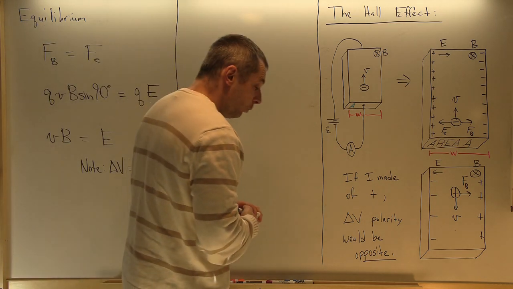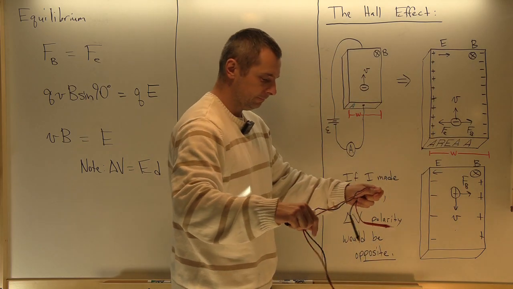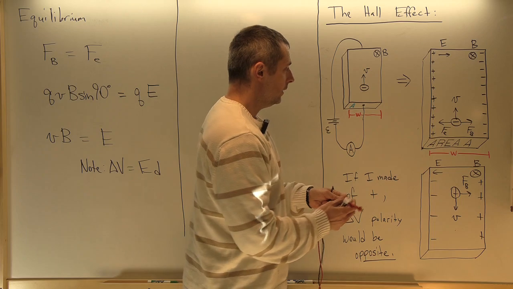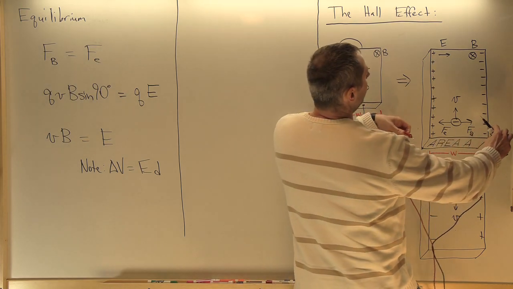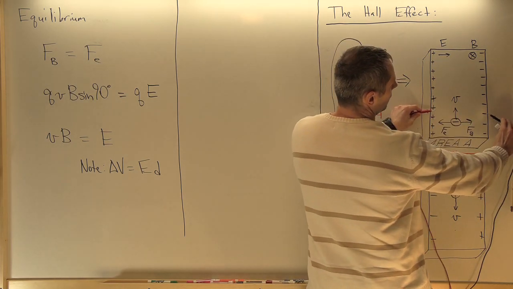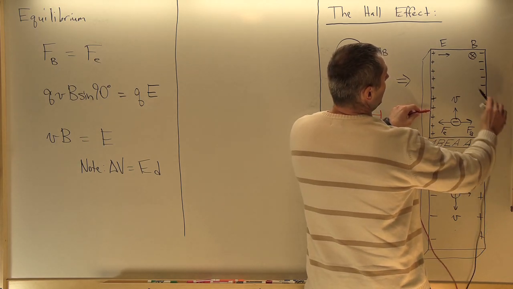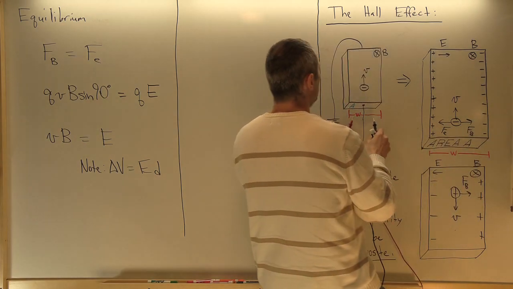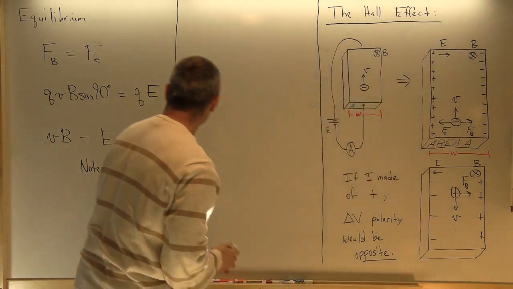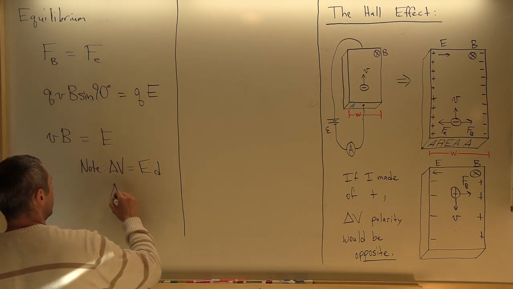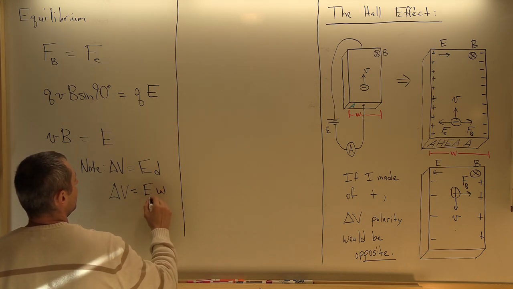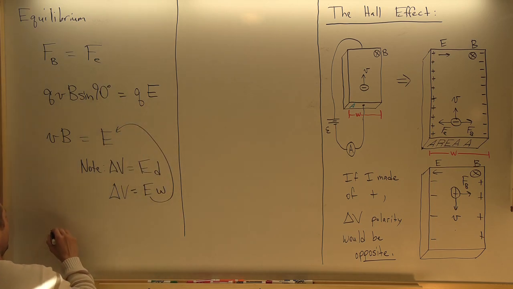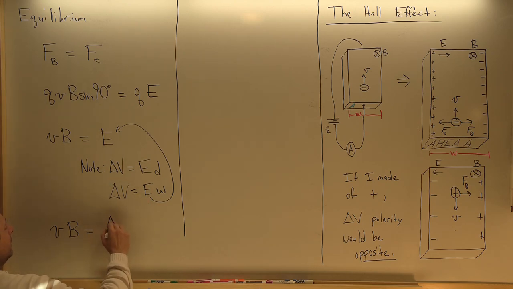Okay. What voltage? Well, as you saw, I have these voltmeter probe wires. So the voltage is not this voltage that creates the current, but the voltage I'm measuring from one side of this bar to the other. And so that is electric field times the distance, which is the width of the bar. So I could say delta V equals E times W. In other words, take this E and plug it into here, and I get VB equals electric field delta V over W.